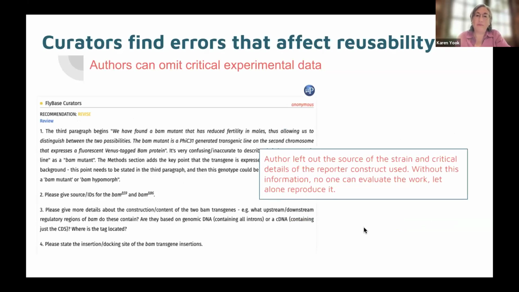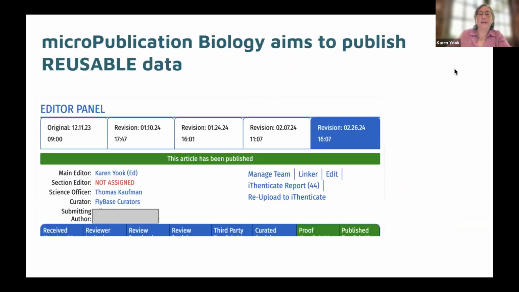Another big error we find is that authors just omit things. In this case, the author left out the source of the strain and critical details of the reporter construct, such as what was used to find and define the region that's being looked at in the gene. And without this information, how can people evaluate the work, let alone reproduce it? So it's very critical to have curation within a publication pipeline to catch these errors and correct them before publication. And that's what we've done.